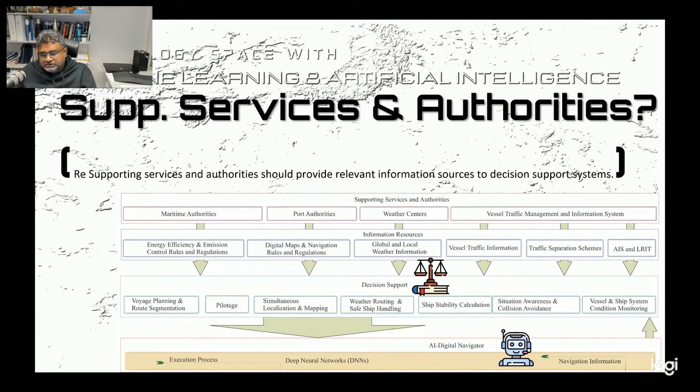These information resources should be provided by supporting services and authorities. Here I have some selected supporting services and authorities displayed in this slide. These can be various maritime authorities, port authorities, and weather centers, and then vessel traffic management and information systems, probably managed by various maritime authorities, which could provide this type of information resources to be utilized under these decision support systems, which can support the digital navigators in future vessels.